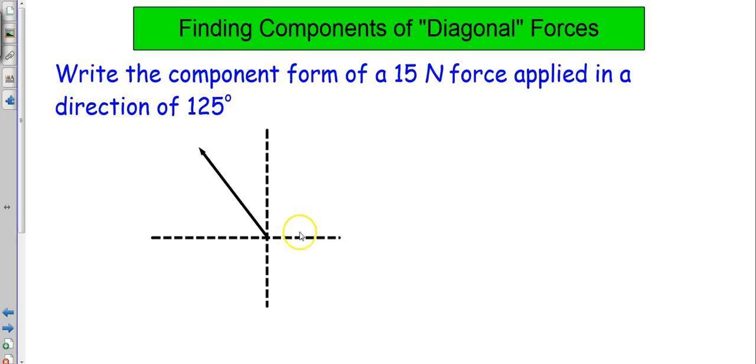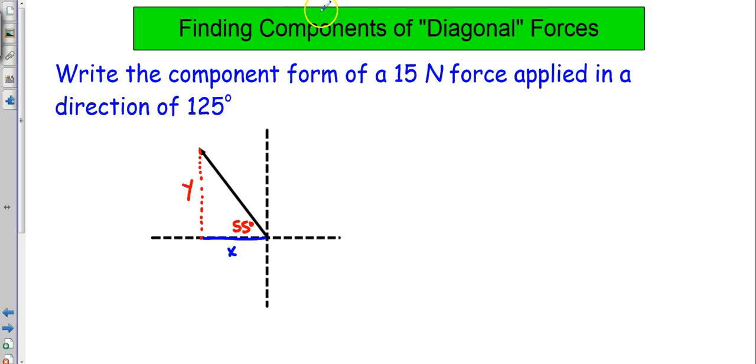Remember, 125, we're going to start at the x-axis. We're going to wrap that around, so we hit 90 right here, and then we need an additional 35 degrees to get to where we need to be. So let's go ahead and label that. If this is 35, the complement of 35 would be 55. So we know that this angle is 55 degrees. And the reason that I'm labeling that angle is because I'm interested in this y component and this x component. Okay, so there's my x, there's my y.